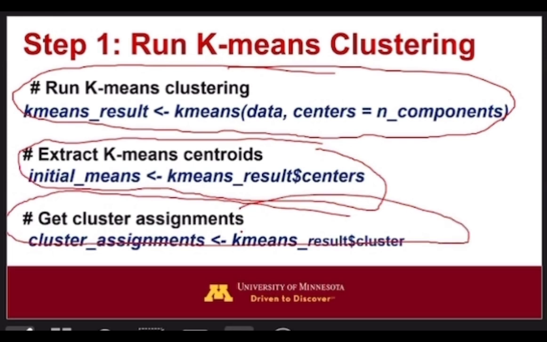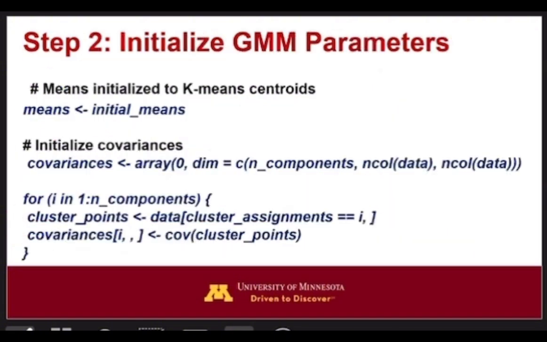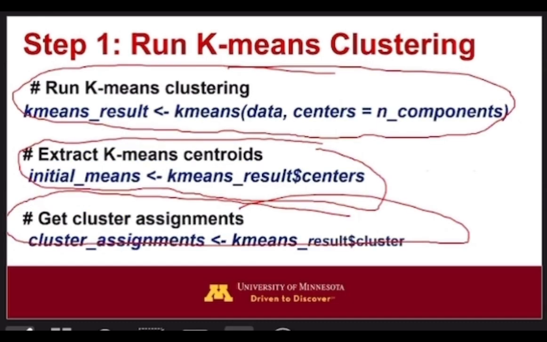After doing that, please listen. The first major step in GMM is to run k-means clustering. That is the first major step. The algorithm is called expectation maximization. In the expectation step, I need an initial point, a very good initial point. I can get that using k-means. That's why step 1 is run k-means clustering.